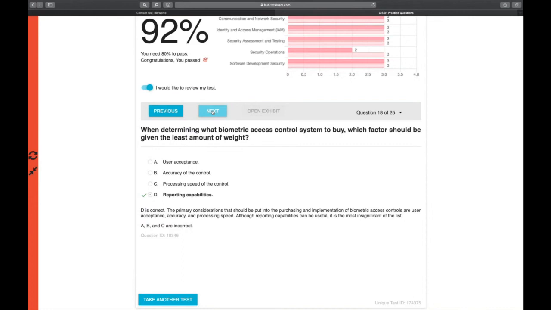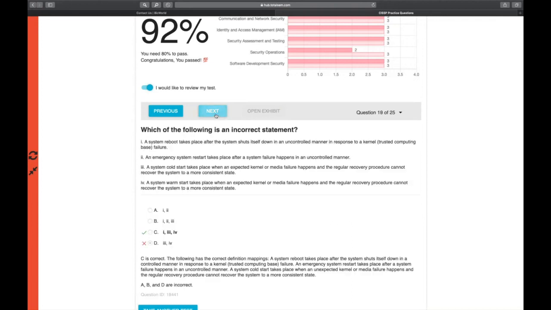Primary considerations that should be put into the purchasing and implementation of biometric access controls are user acceptance, accuracy, and processing speed. Although reporting capabilities can be useful, it's the most insignificant of the list.